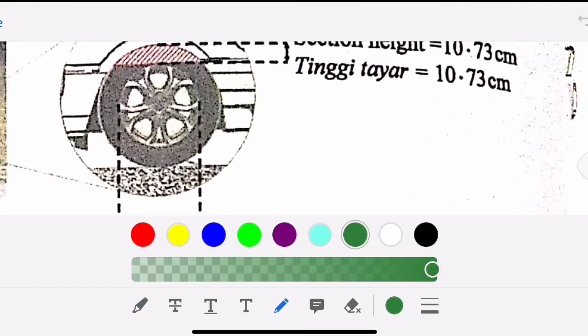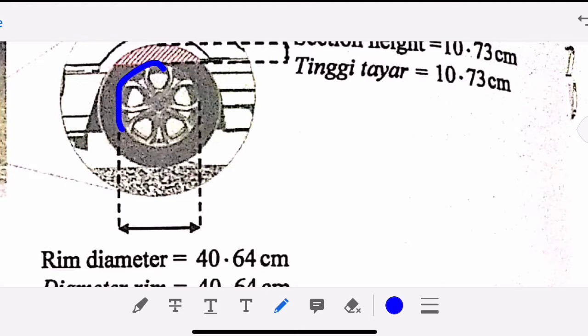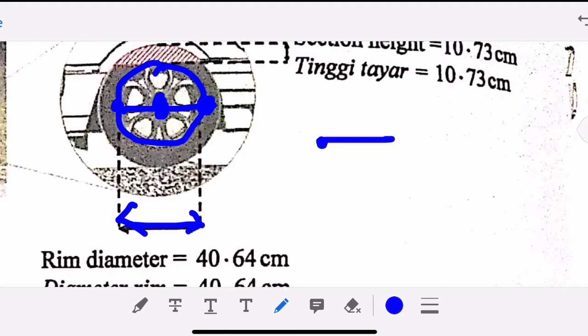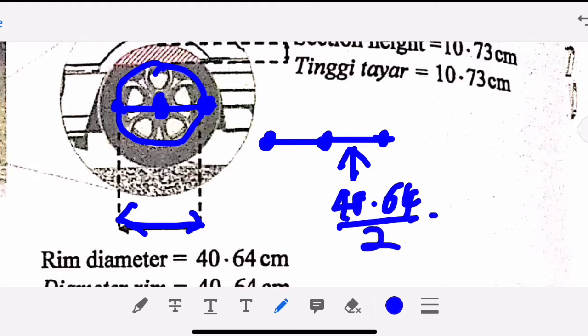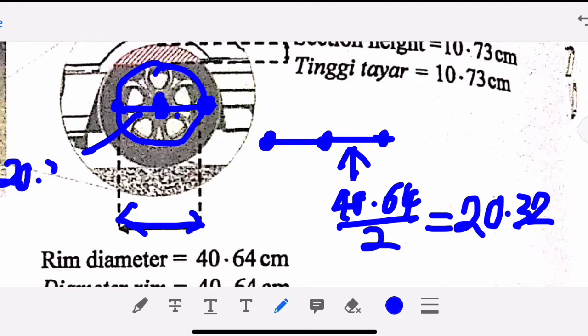Let's highlight the circle. So this is the circle whereby the diameter must go through the center of the circle, which is 40.64. So this is a diameter. That means the radius, if I draw it out, should be 40.64 divided by 2, which is 20.32. So each of the radius lengths here is 20.32. This is 20.32 also.